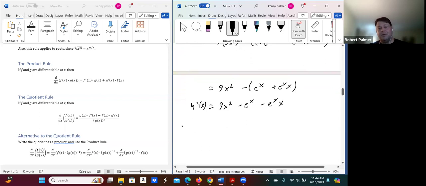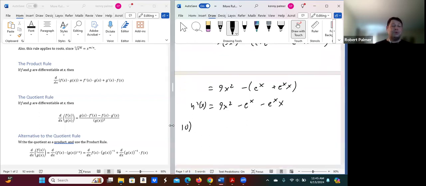Now, for number 10, let's talk about our next rule. And this is called the quotient rule. So with the product rule, we decided how to take the derivative when you have two functions multiplied together. Now, what do you do if you have a function made of one function divided by another function? You have this rule, this formula. Now, this one is more important to remember, because since we have a minus here, the order of these does matter.